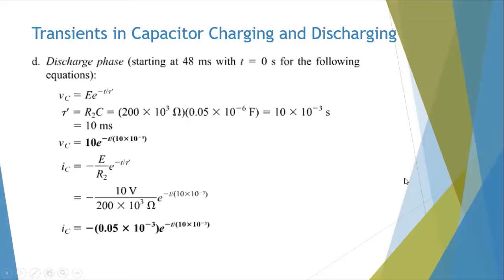And then there's the discharging phase starting at 48 milliseconds. Your new time constant is R2 times C, not the previous resistance, so you get 10 milliseconds. Your initial value for the capacitor voltage is 10 volts because the capacitor was fully charged, and your current would have an expression with a negative sign, and the maximum current will be E over R2, and so it follows through.